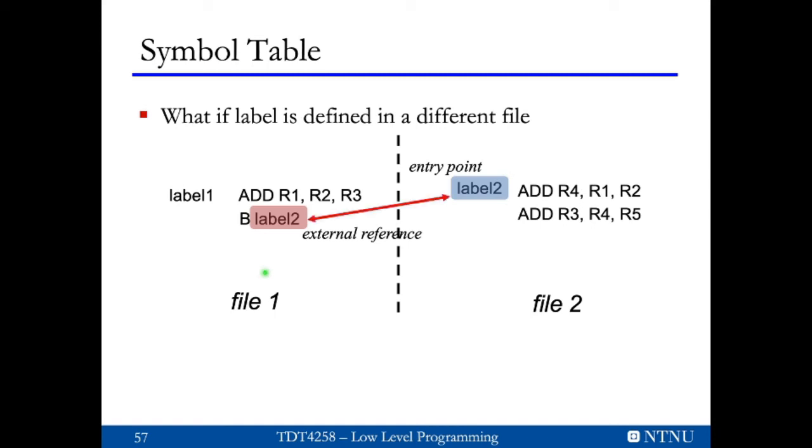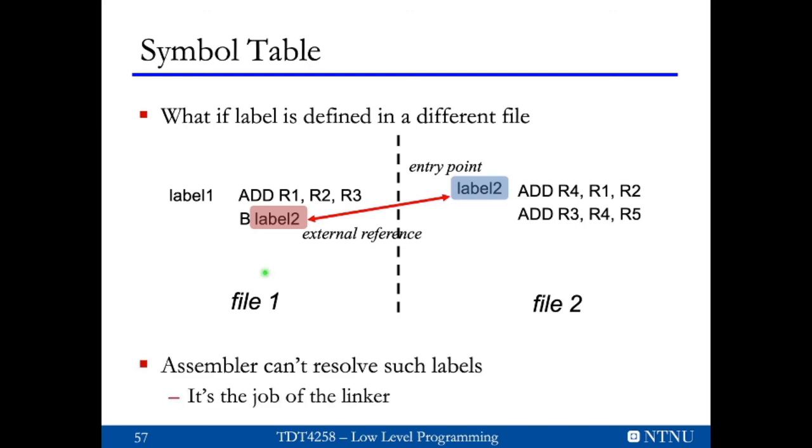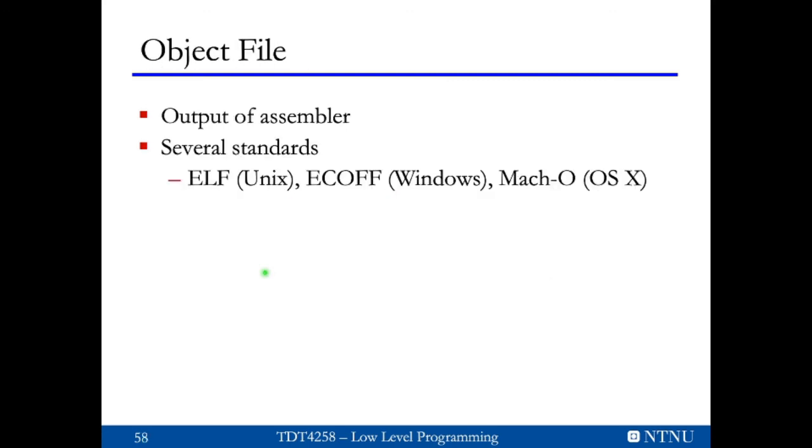This external reference needs to be cleared up, needs to be resolved, and this can't be the task of the assembler because it doesn't have the global view of all the assembler files in your project. So the linker has to do it. So the assembler generates an output file. This is a so-called object file. There are several standards for this.